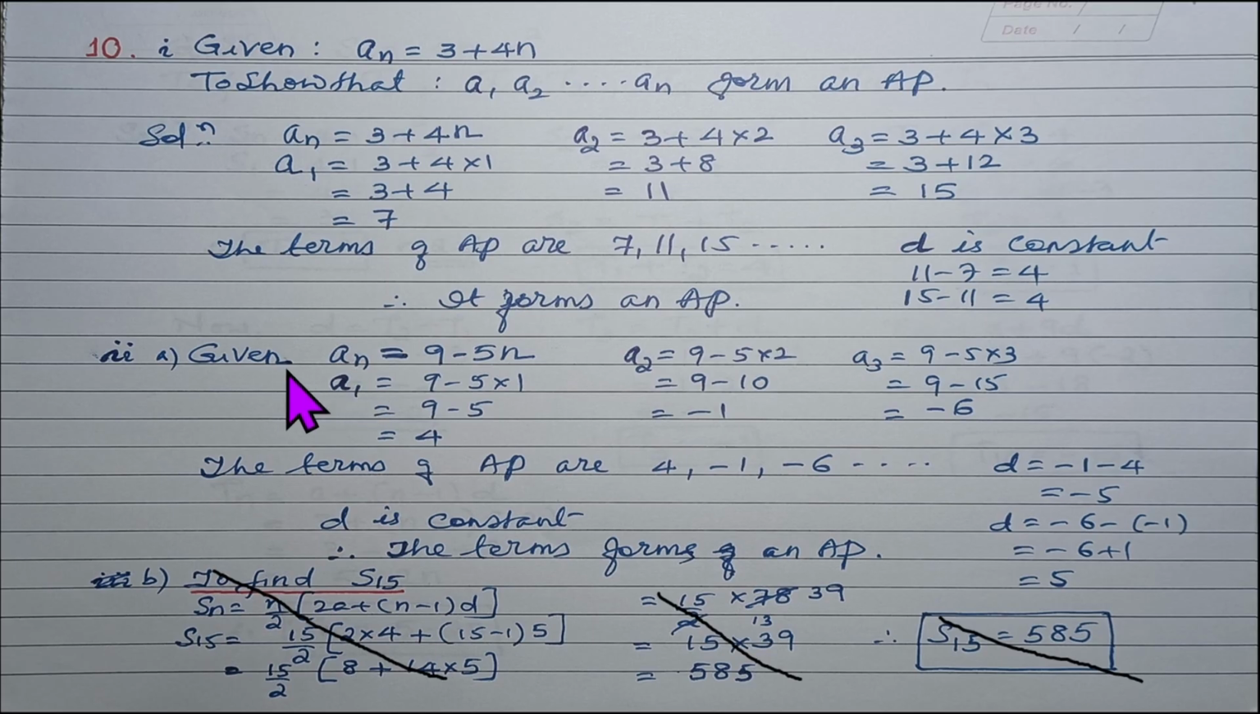Now coming to the next example, given an is equal to 9 minus 5n, that is what is given. Now finding out a1, we get 9 minus 5 into 1, that is 9 minus 5, that is equal to 4.